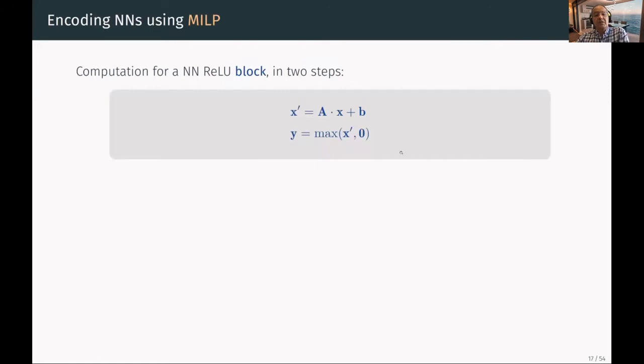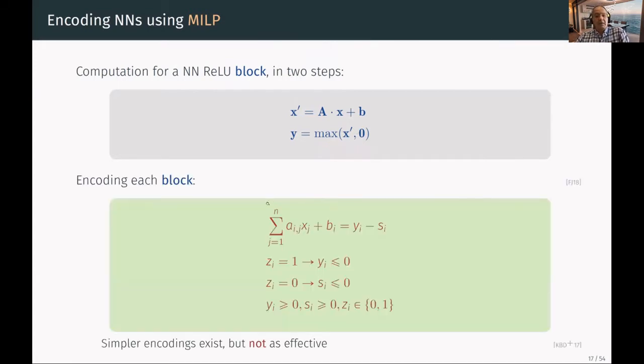So essentially what I just said is as follows. We compute an intermediate value, which is A dot x plus the bias vector. And then I take the max of the intermediate values with 0. So this is my ReLU. And so how can I encode each block? This can be viewed for each node as a summation of the different weights, the input variables, and the bias.